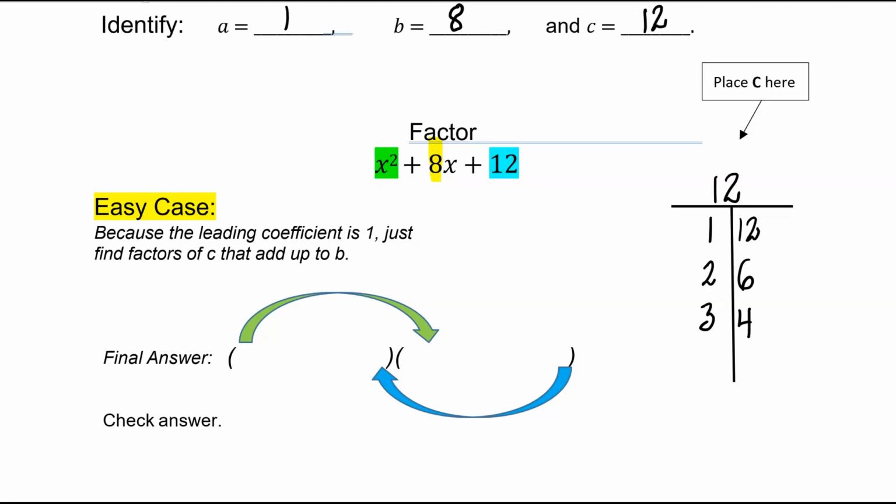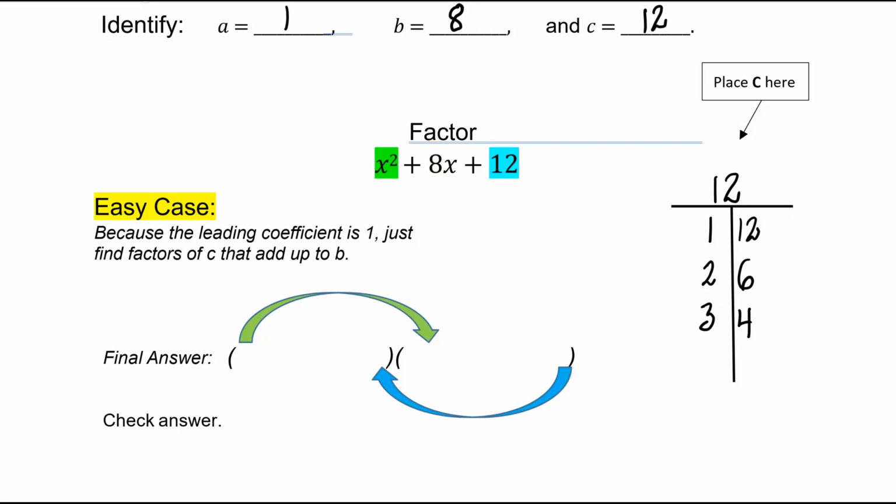Okay, so now notice also that this is in descending order. So it's best to write your trinomials, or anything in math, usually in descending order. It's not necessary, but most of the time it helps.